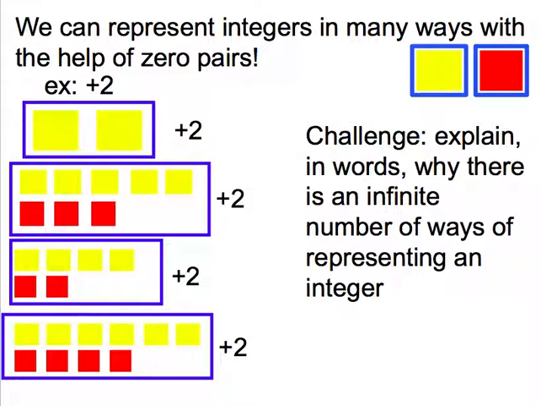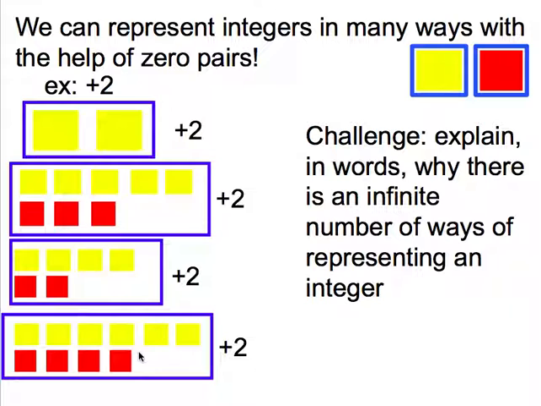The thing is, when I do these value squares like positive 2, I can actually use as many zero pairs as I want to still represent positive 2. So I have 2 yellows, that equals positive 2. But if I have 2 yellows plus 3 zero pairs, my value of this whole block right here is still positive 2. Same thing for this case where I have 2 yellows and 2 zero pairs. And then over here I have 2 yellows and 4 zero pairs.